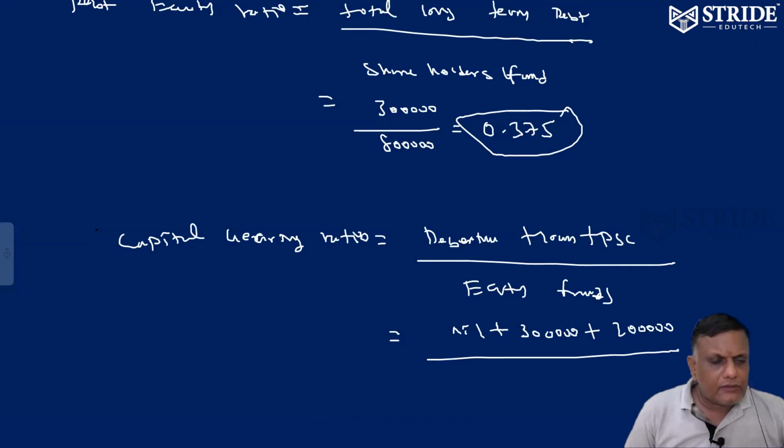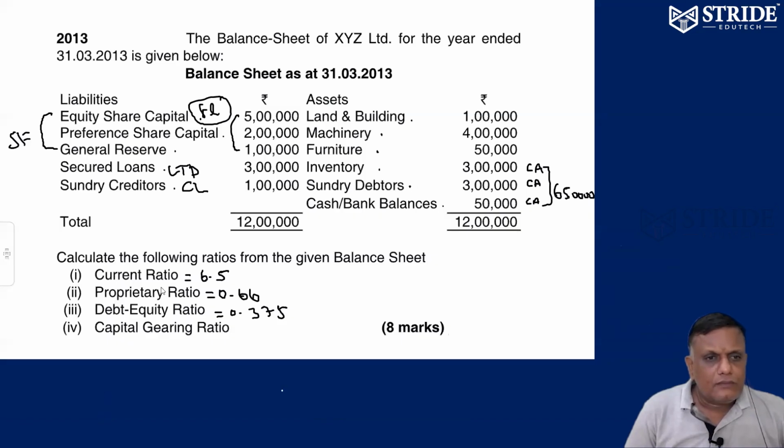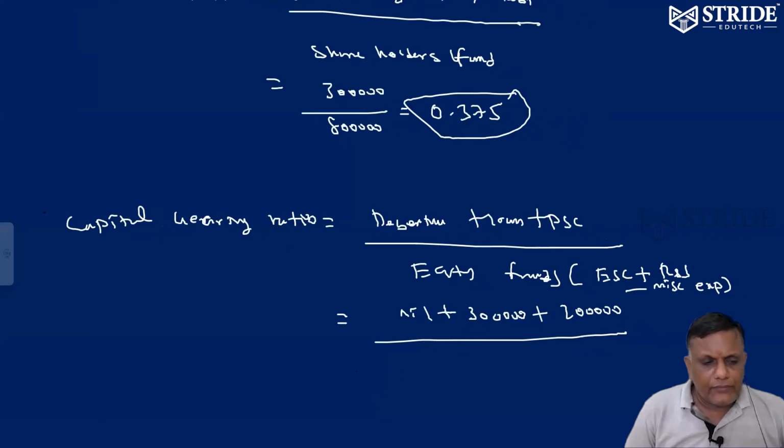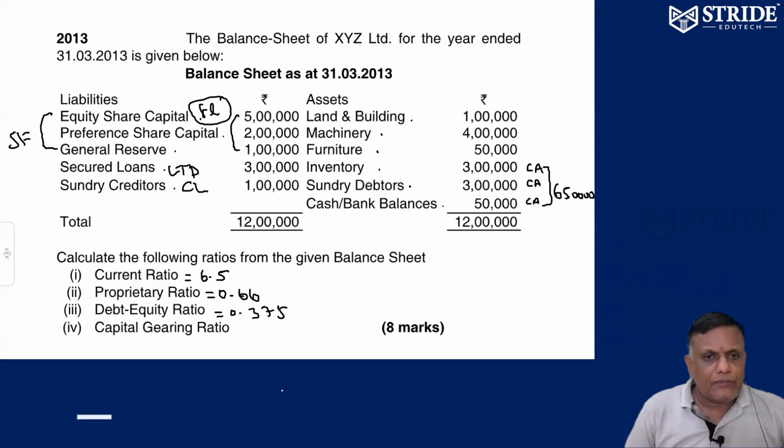How much equity funds? Equity funds is equal to equity share capital plus reserves and surplus minus any miscellaneous expenses. If there are preliminary expenses written off, you have to subtract them. What is equity funds here? Equity share capital is equal to 5 lakhs.